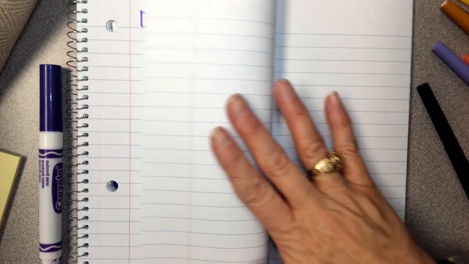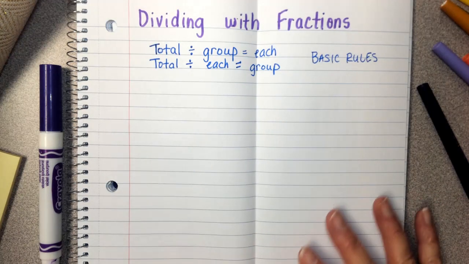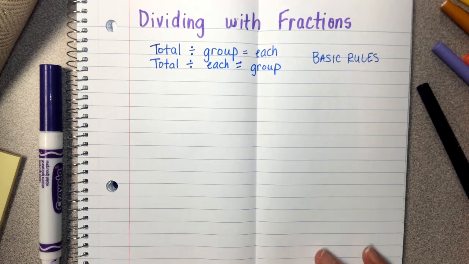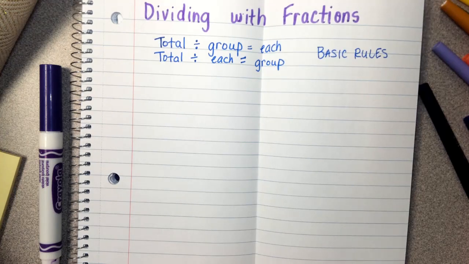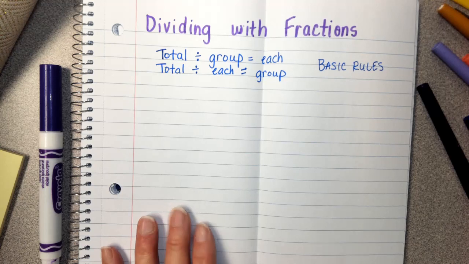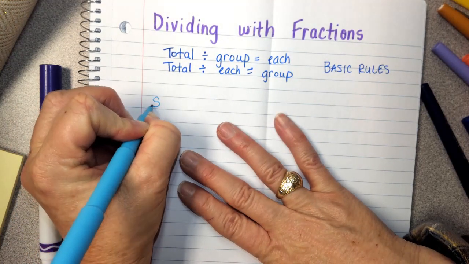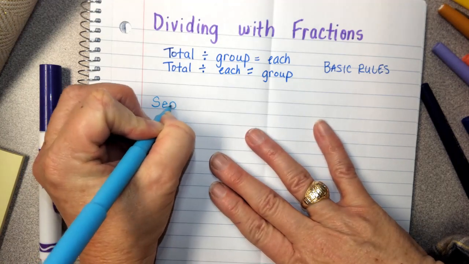So now let's go ahead and take our notebook paper, and just to give us an imaginary line down the middle, I'm going to go ahead and fold my notebook paper in half. That kind of gives me an imaginary boundary line. And the first thing that I want to write down on the left-hand side is separating into equal sets. That is what we talked about on Tuesday when we came back together.